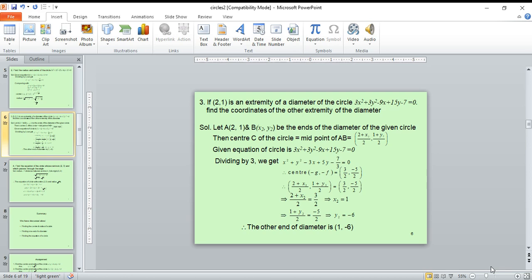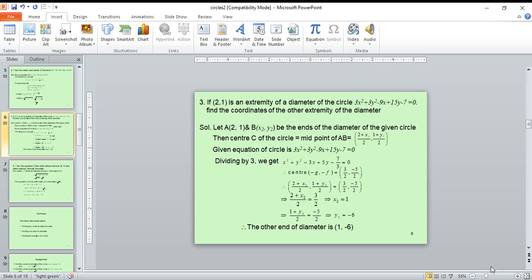Comparing with the general circle equation x² + y² + 2gx + 2fy + c = 0, we get 2g = -3, therefore g = -3/2, and 2f = 5, so f = 5/2. The center is (-g, -f), which is (3/2, -5/2).